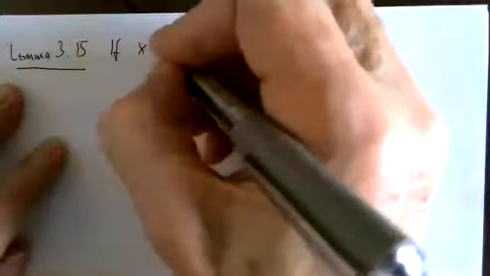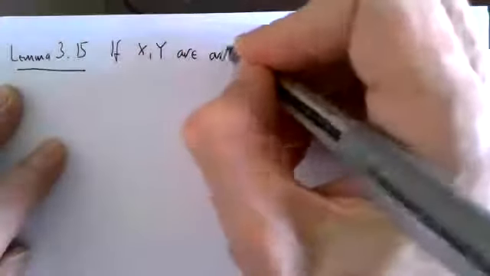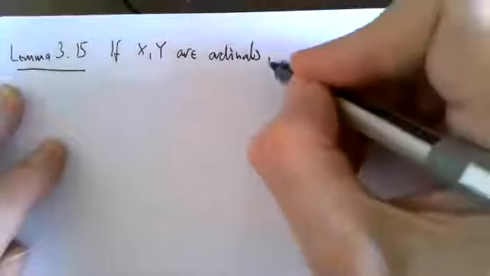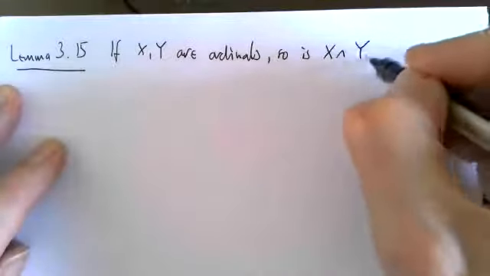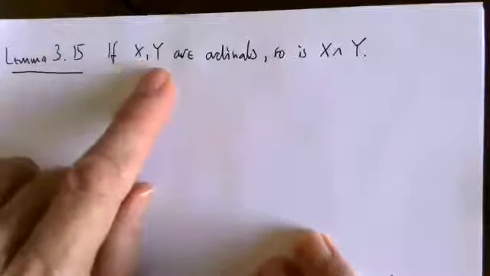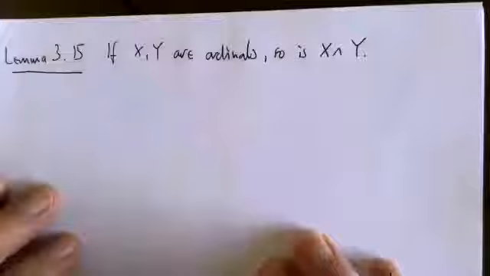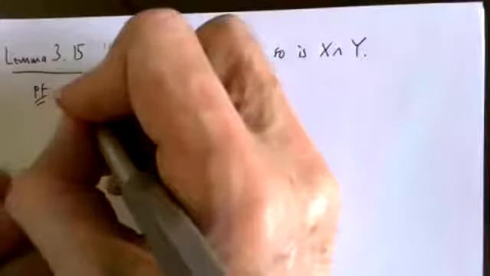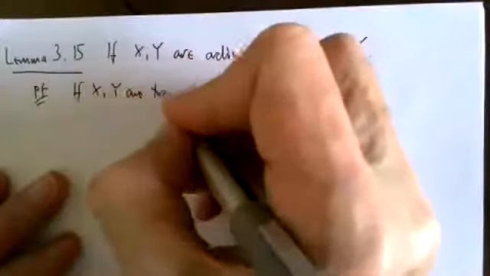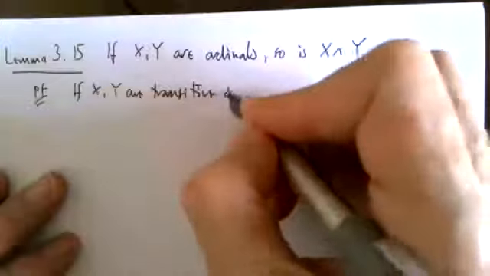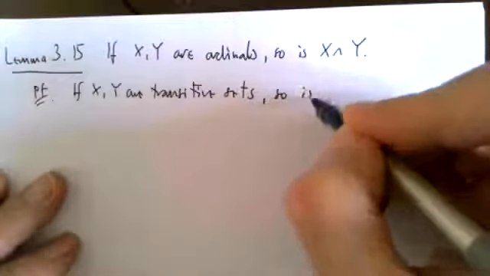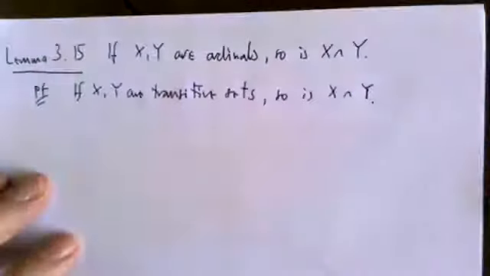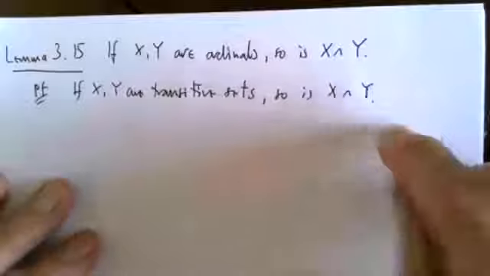3.15. If I've got two ordinals, their intersection is an ordinal. Right, so transitive sets well ordered by epsilon. Their intersection must be a transitive set well ordered by epsilon. So I just have to prove two things. If X and Y are transitive, this is just a property of transitive sets. So the first condition for this to be an ordinal is satisfied.